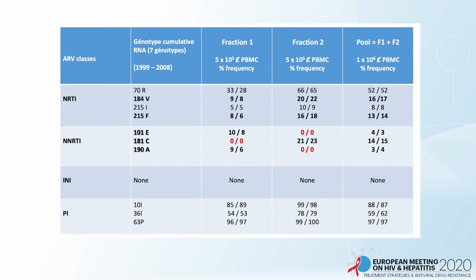181C was not detected in fraction 1, and 101 and 190 were not detected in fraction 2. Interestingly, no drug resistance mutations were missed when the two fractions were pooled.